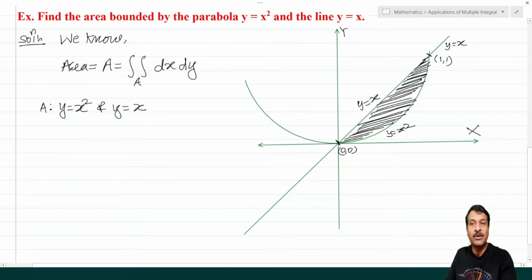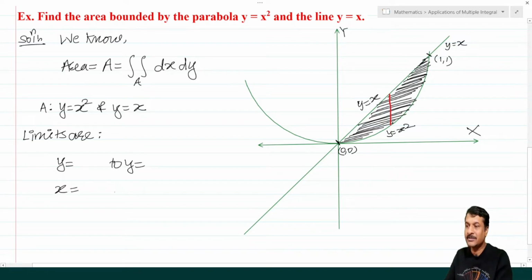Note that it is not a curve tracing. So roughly we want limits. Now take a vertical strip. You can take horizontal or vertical, any strip. So definitely here limits are: it is a vertical strip, it cuts the x-axis, which means x is constant and y varies from curve to curve. Here x is constant. On the x-axis we will find the boundary points.